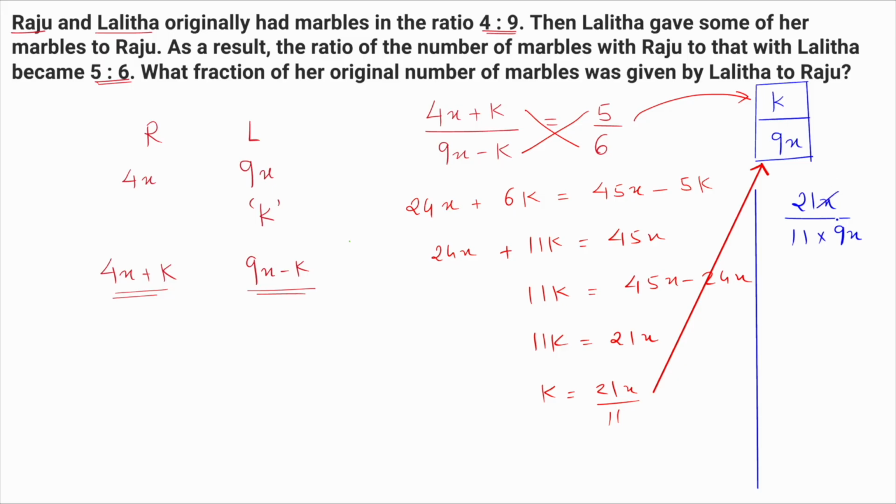Okay, so x will get cancelled out and 3 and 3 get cancelled out. 7 remains here, 3 remains. The answer to our question is 7 upon 3 into 11, 33. 7 by 33. Lalita has given away 7 by 33rd of her total number of marbles to Raju. Well, this is one way to answer our question.